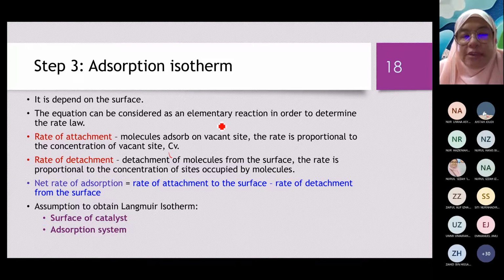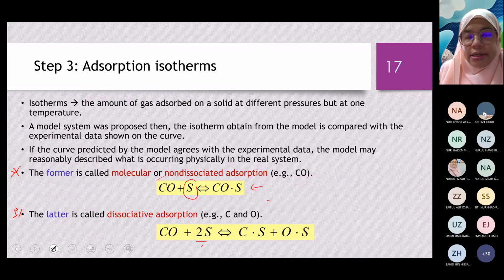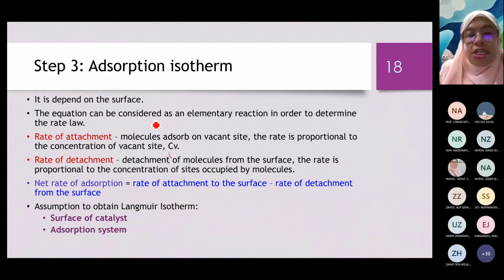The equation can be considered as an elementary reaction in order to determine the rate law. Okay, when we have this stoichiometry equation, we can consider, or make an assumption, that the reaction is elementary. Okay, the equation can be considered as an elementary reaction in order to determine the rate law.